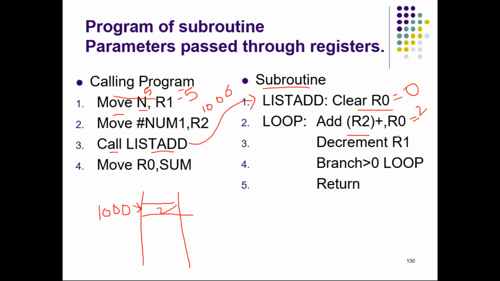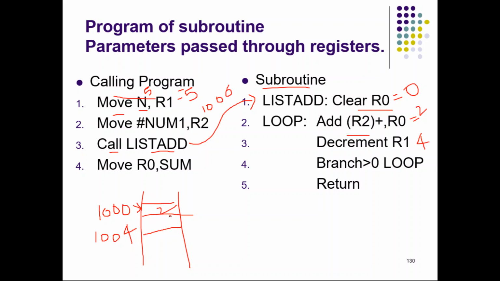Again R2 will increment. Let us assume the word size is 32 bits, that is 4 bytes. Then if the first location is 1000, the starting address of the next location will be 1004. Then we are doing decrement r1. Previously r1 was 5, now it has become 4 because one addition is already done. Branch greater than 0, loop. Is this result greater than 0? Yes, then loop.